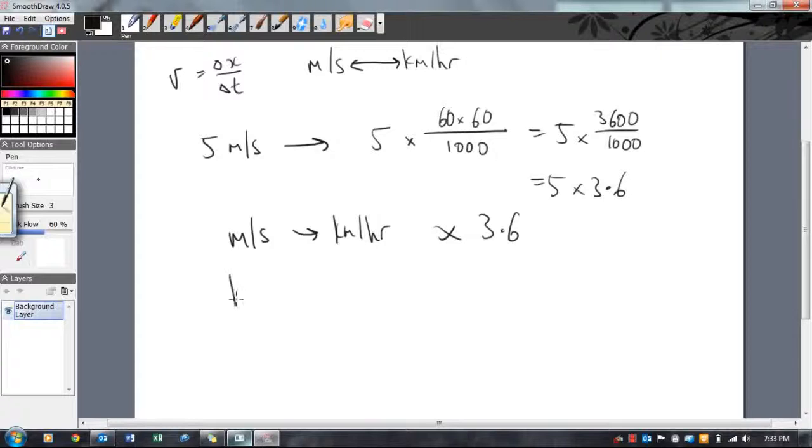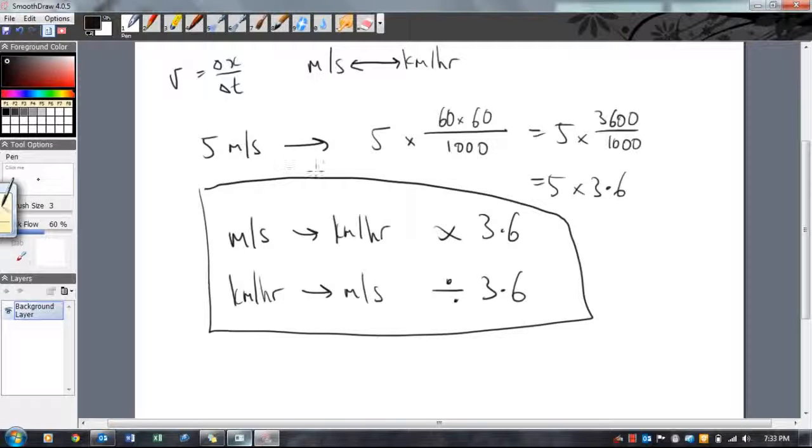The other way, if you're changing kilometers per hour into meters per second, you do the opposite. You divide by 3.6. So that's the important information we need to know. Times by 3.6, divide by 3.6. Meters per second is a bigger unit than kilometers per hour, but you'll see it gives smaller numbers. So 5 meters per second times 3.6 is 18, so that's 18 kilometers per hour. If you notice that your meters per second is higher than the kilometers per hour, you've done it wrong. So just check which one's bigger than the other.